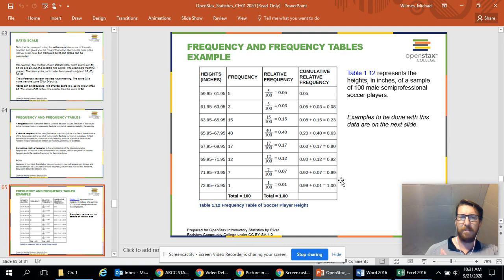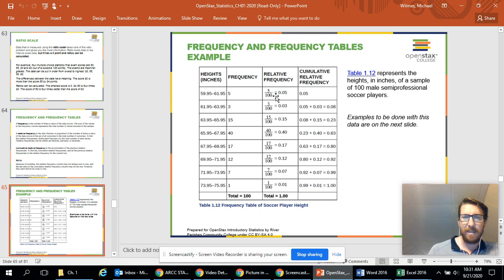So here we go. Here's an example. We have the heights in inches of 100 male semi-pro soccer players. And this looks like it's a normally distributed function with the middle height being right around 65 to 67. And so here we have the number of players, and that's pretty self-explanatory. You can see the total adds to 100 because people can't be in more than one category.